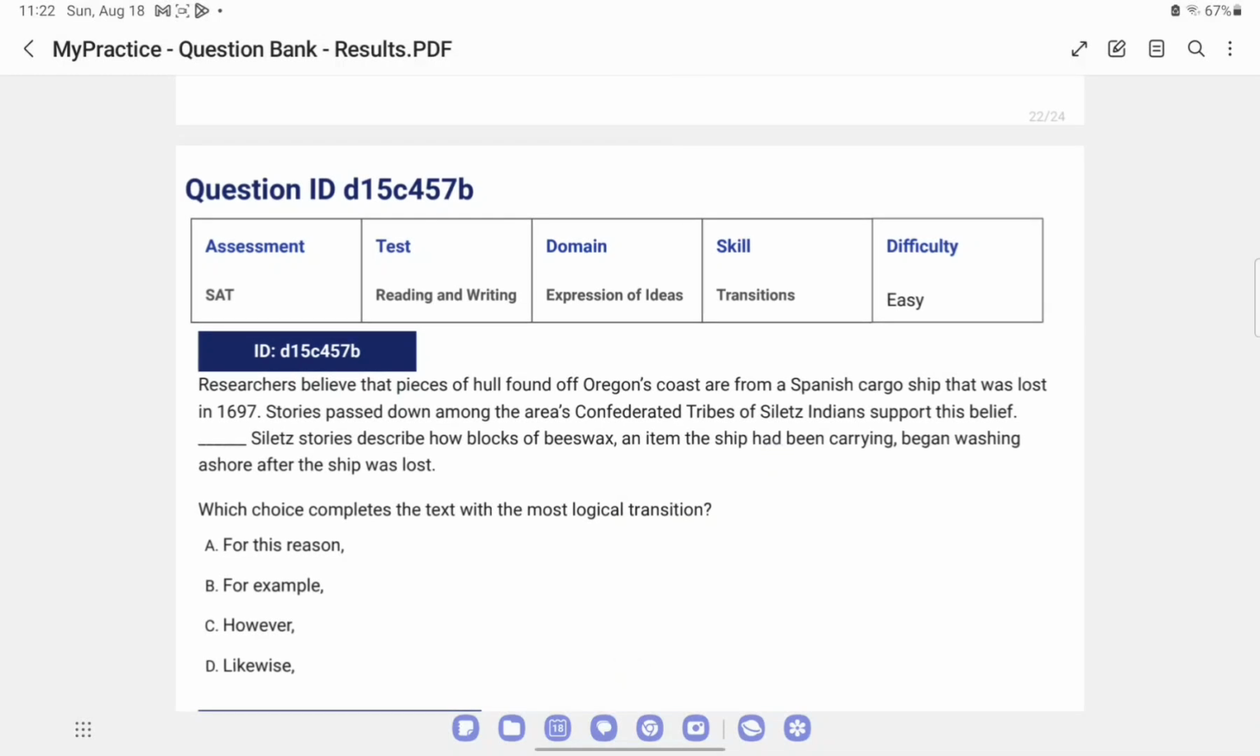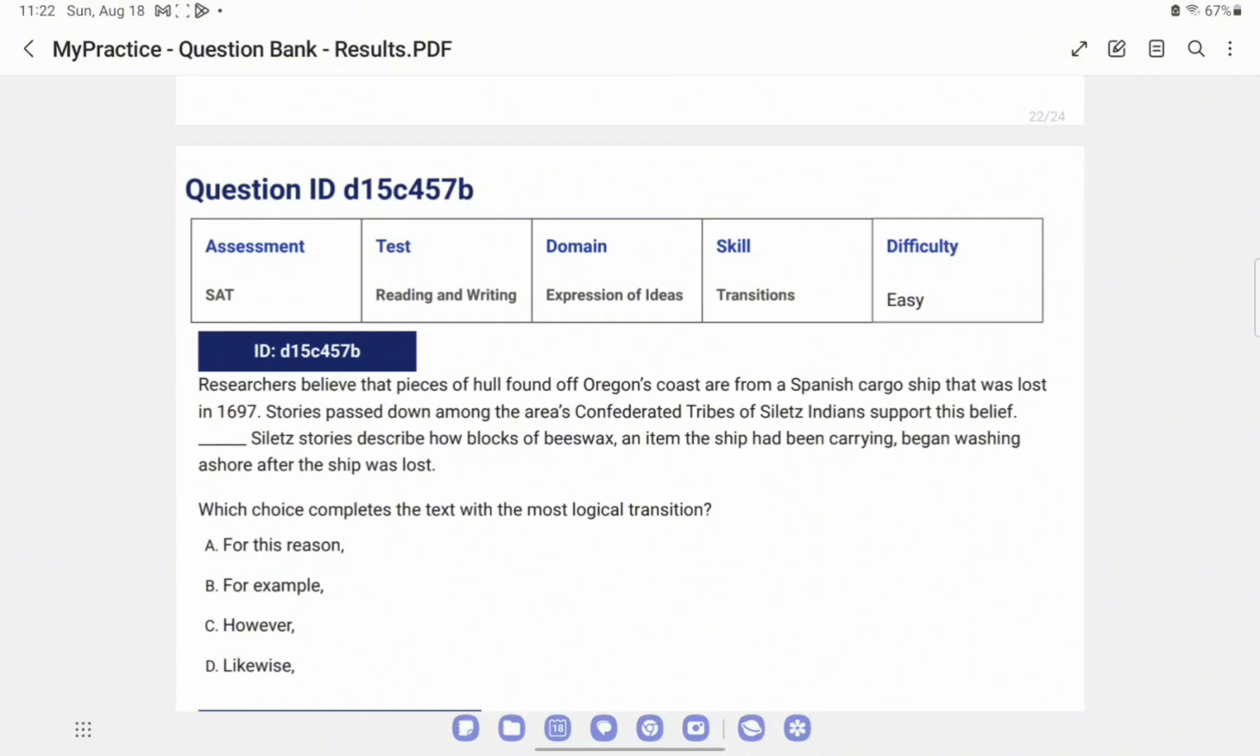Researchers believe that pieces of hull found off Oregon's coast are from a Spanish cargo ship that was lost in 1697. Stories passed down among the area's confederated tribes of Siletz Indians support this belief. Blank, Siletz stories describe how blocks of beeswax began washing ashore after the ship was lost.